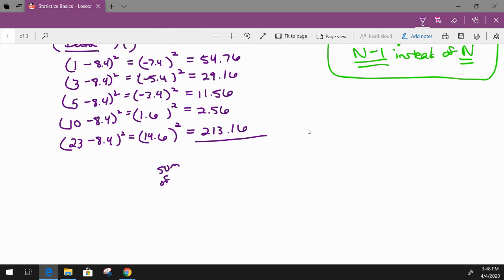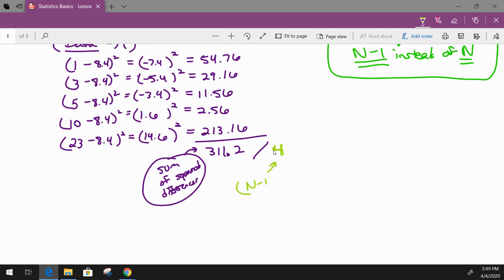So just like before, we're going to find the sum of the squared differences. The sum of the squared differences then is 311.2. That actually ended up being a little bit nicer number. But this is where we have the big difference. Instead of dividing by 5, we divide by 4. So this is n minus 1, or 5 minus 1.